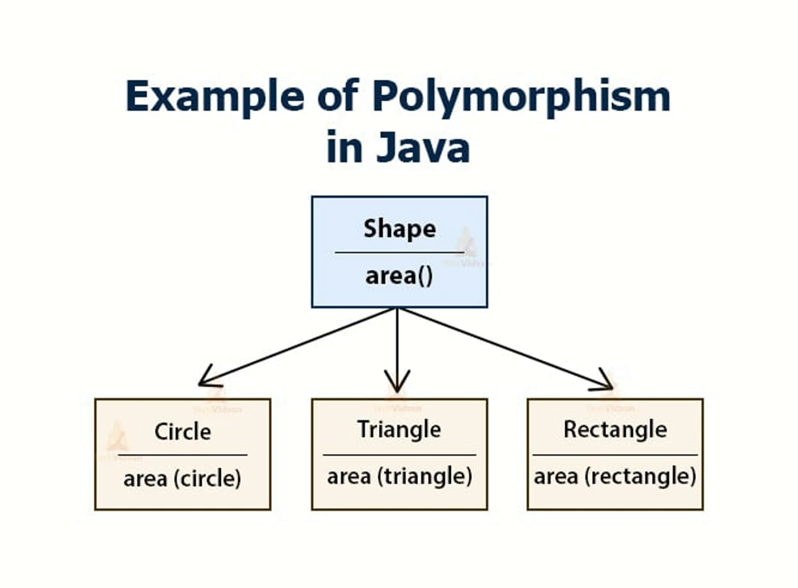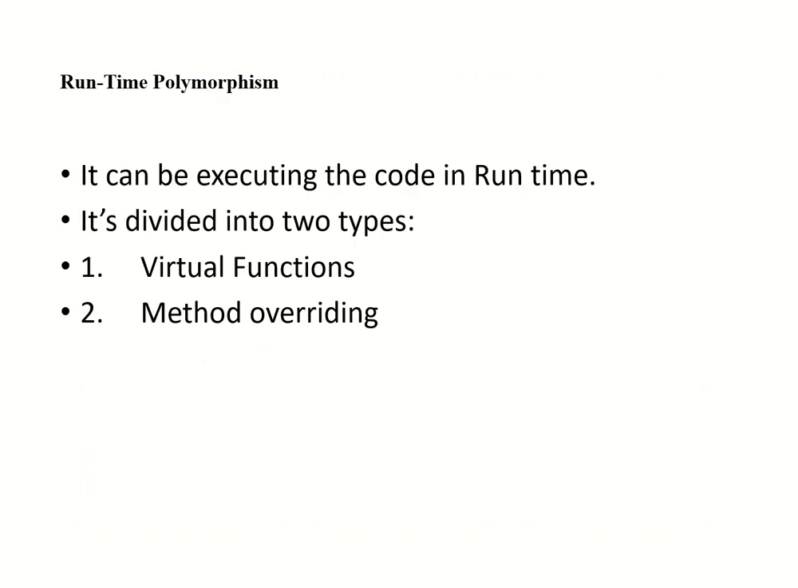In the method overloading example, Shape is one of the classes, and it has an area method. That area method is in all the subclasses. Circle has the area of circle, triangle has the area of triangle, and rectangle has the area of rectangle. These all have the same method name and different parameters, like one integer, two integers, or three integers.